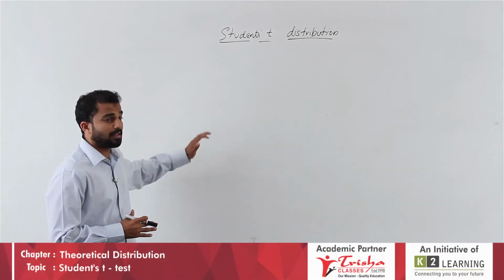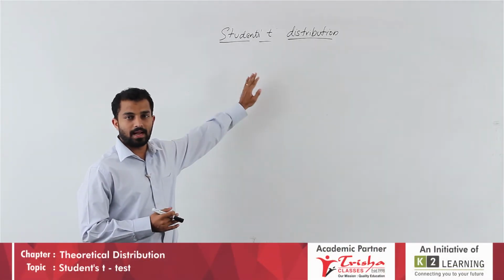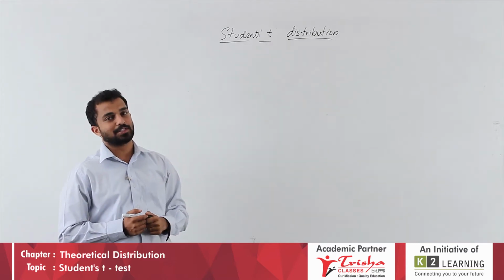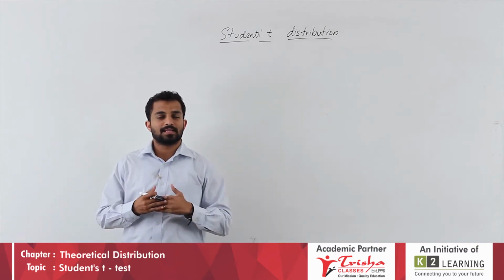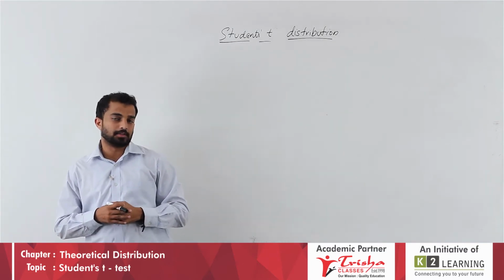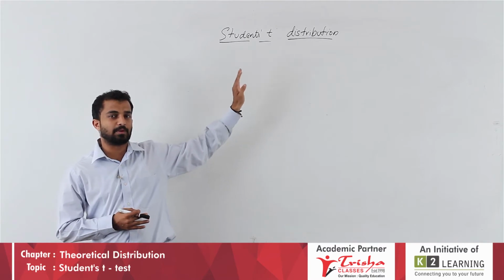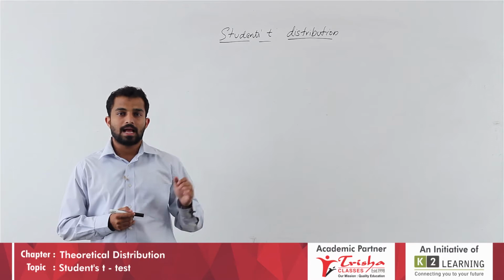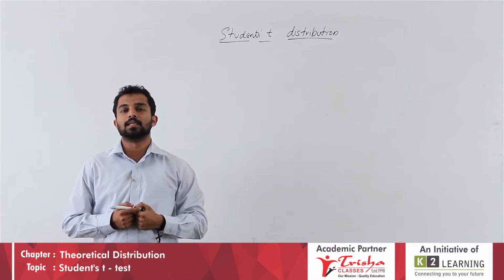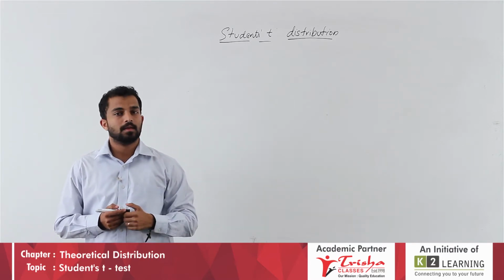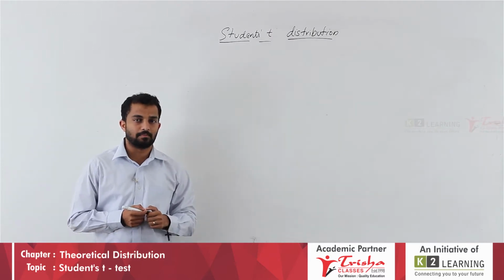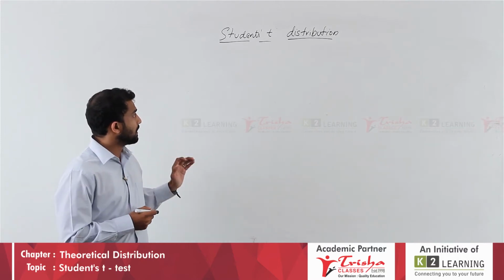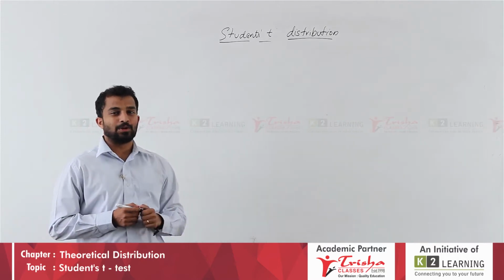So students, we are in the last concept now, and it is also called Student's t distribution. This is the last continuous probability distribution which we have, the t distribution, also called Student's t distribution. Even this distribution is derived from the normal distribution itself by W.S. Gosset in 1908.